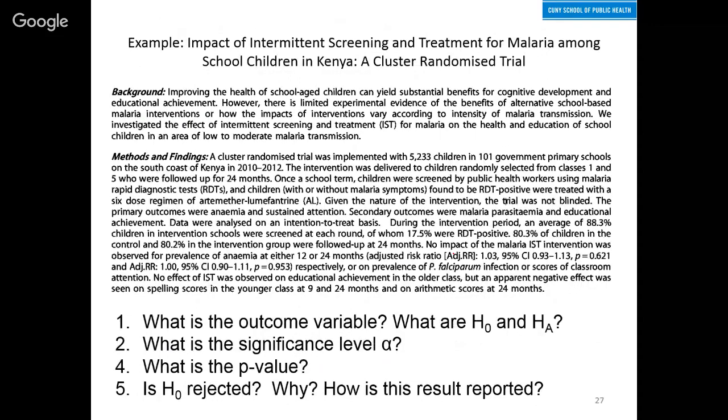So looking back at this example that we have, let's see, what is the outcome variable? Well, there are several outcome variables here. Let's see, they stated it: the primary outcomes were anemia and sustained attention. Secondary outcomes were malaria, parasitemia, and educational achievement.